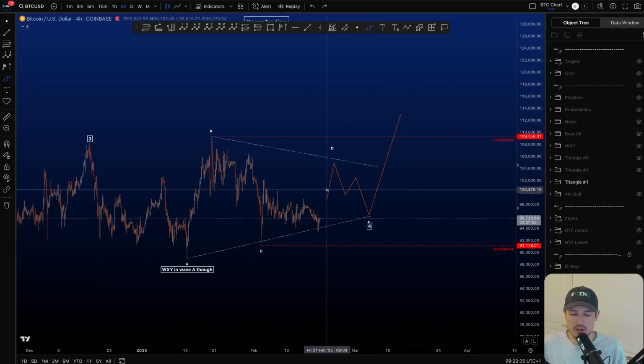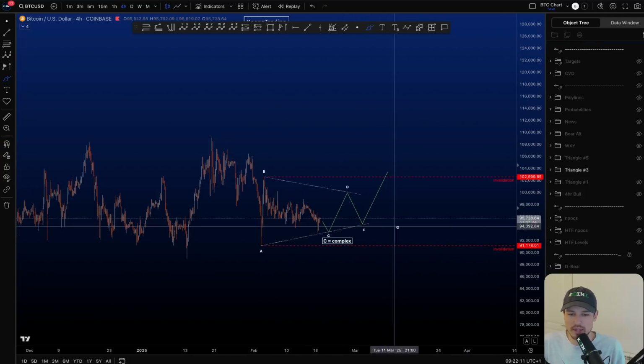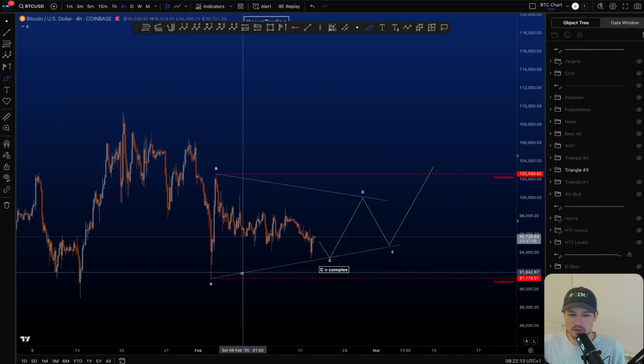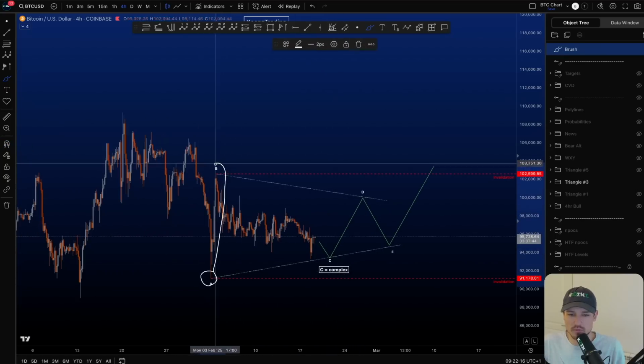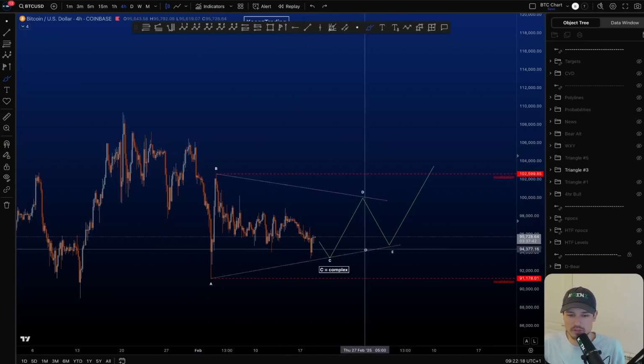So yeah, this is a triangle. Again, same area of resistance, basically same area of support. Invalidation is the same as well. Then we have this more local triangle. Invalidation is the low 91.1 and the high 102.6k.